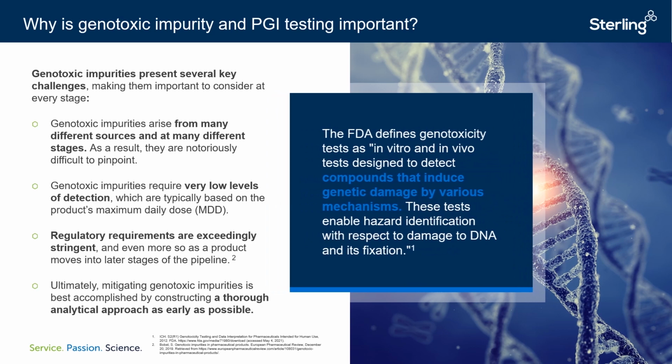It's necessary to consider and test for genotoxic impurities throughout every stage of a product's development, because as we saw, they present several key challenges. First, the lack of a singular source makes them particularly challenging to pinpoint and overcome. Genotoxic impurities can turn up at any stage, even through degradation in storage and shipment as a product prepares to go to market. It's important to test for their potential to form early on, as well as to continue testing throughout a product's life cycle.